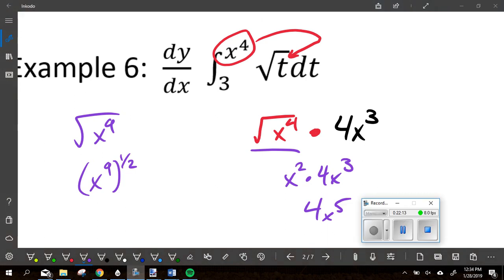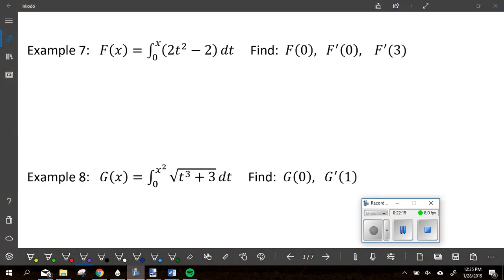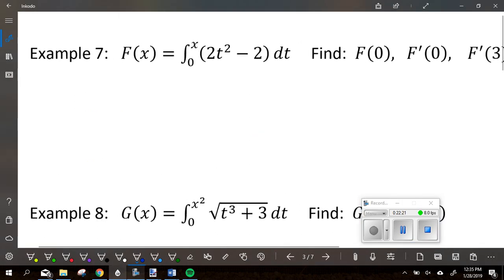Questions with that one? Flip it over. Here we go. So we are evaluating this thing. They say capital F of x is equal to this integral. We are finding capital F of 0, f prime at 0, and f prime at 3.